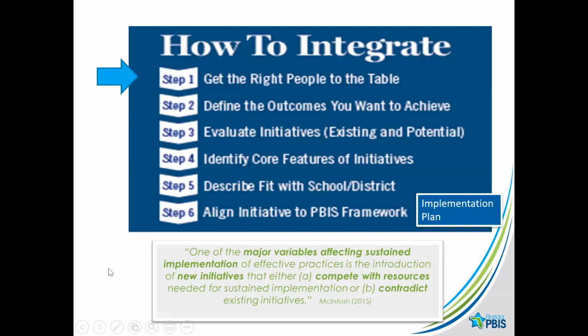I love the quote here at the bottom of this slide that I think really speaks to one of the things that can be really frustrating for schools and districts and teams trying to align and integrate work. We have to ensure that we are not adding competing initiatives and we're not adding things that feel contradictory. To sustain implementation, we have to make sure that we're integrating and aligning with the things that we currently have in place and ensuring that we're using best practices. So we're going to get into some of those steps and the how.